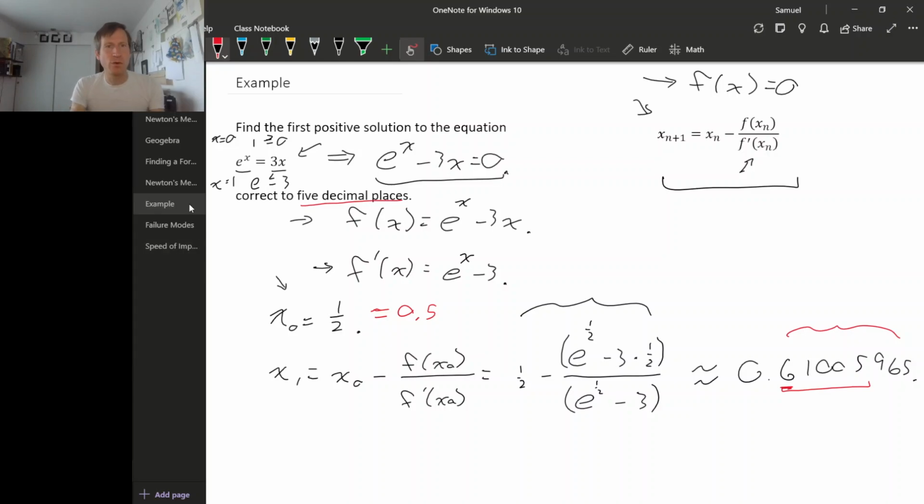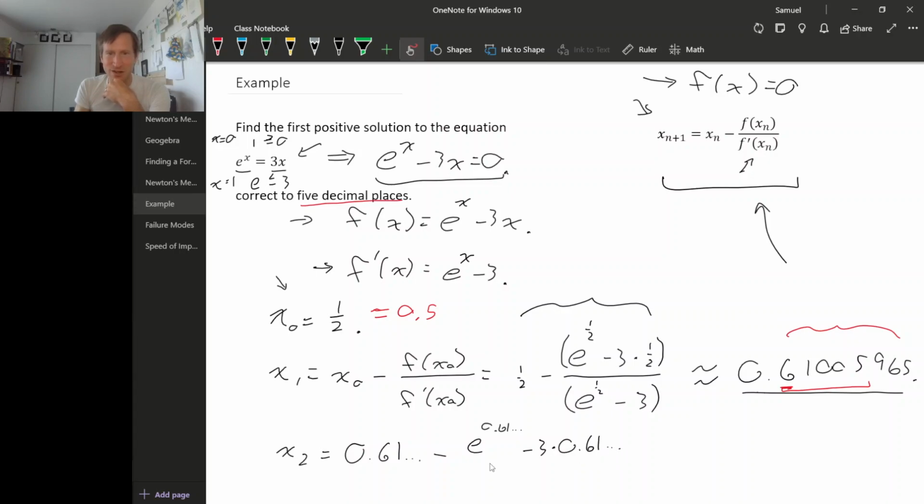So for x sub 2, we take our previous x value, x sub 1, and put it into this formula. I'm not going to write out all of these decimal places, but when I enter this into my calculator, I will use all of them. So 0.61, etc., minus, and now we have to use the formulas for our functions, so e to the 0.61, etc., minus 3 times 0.61, etc., all over e to the 0.61, etc., minus 3. Okay, now dump this into a calculator.